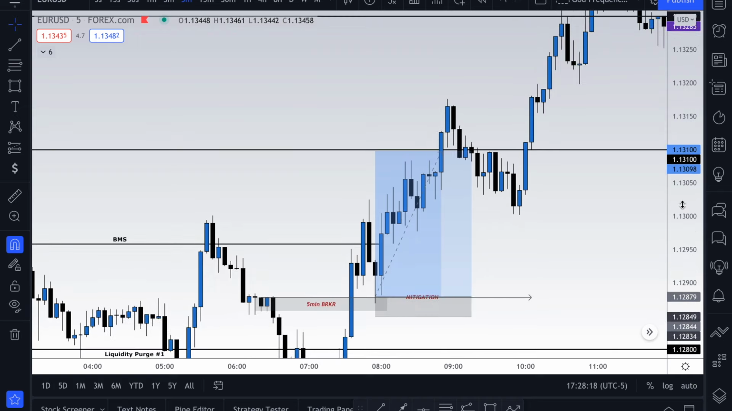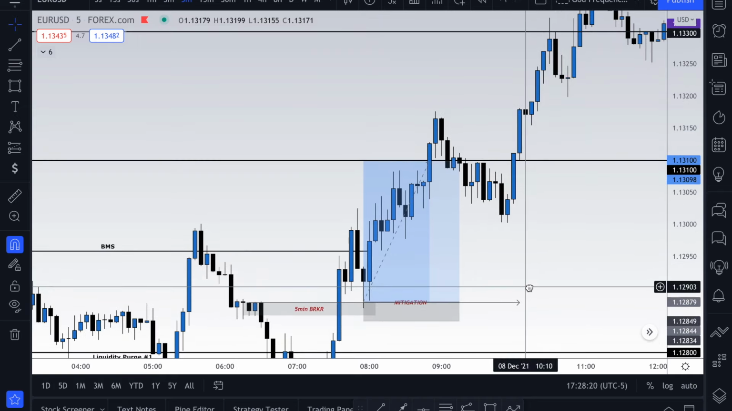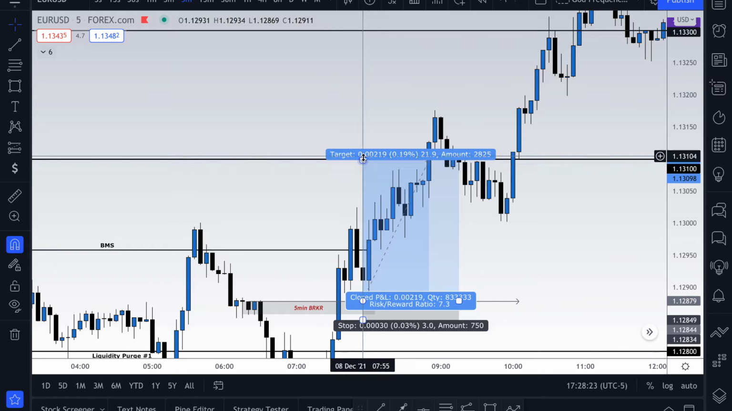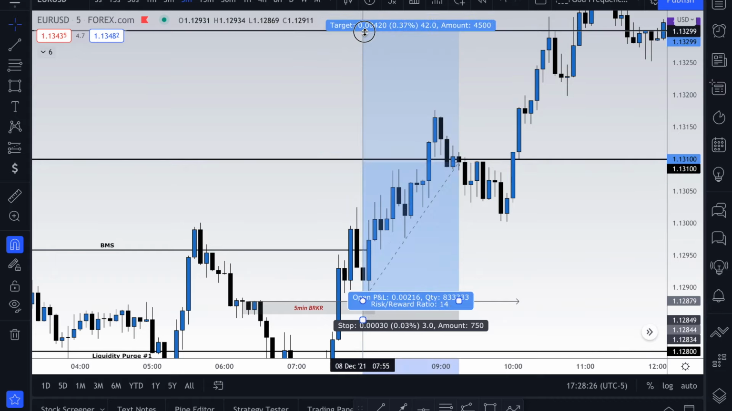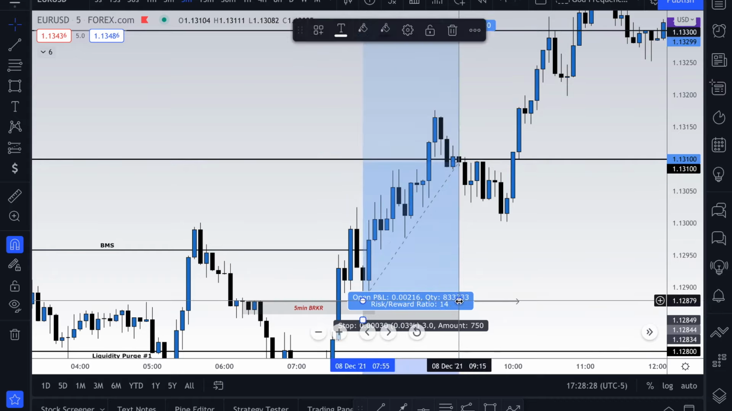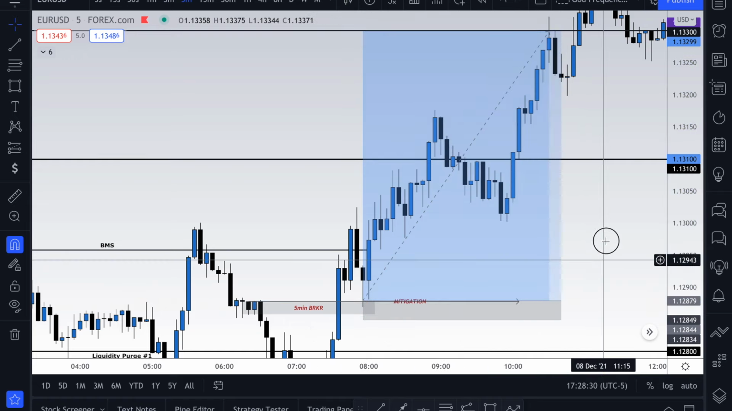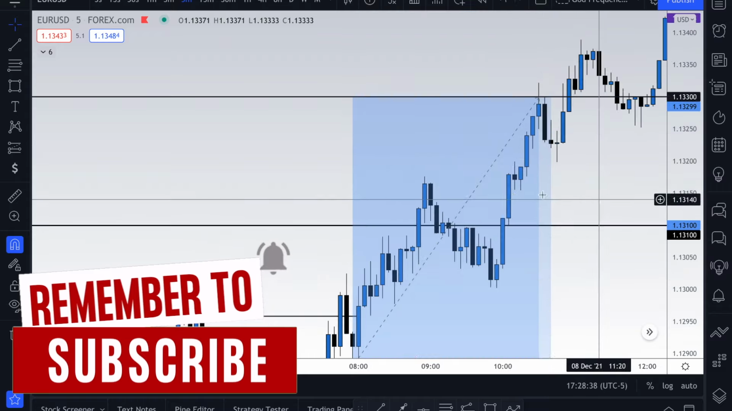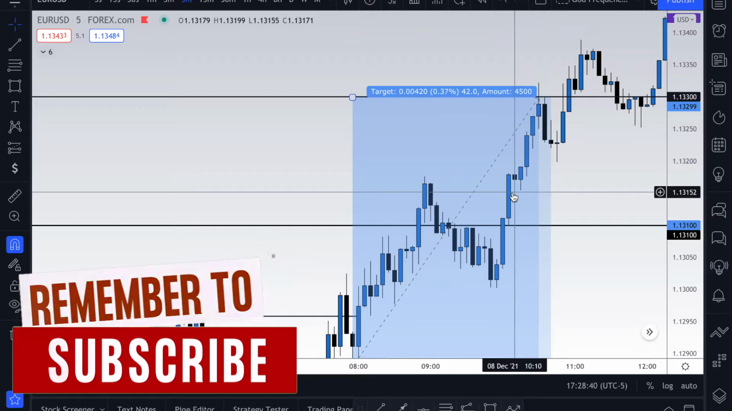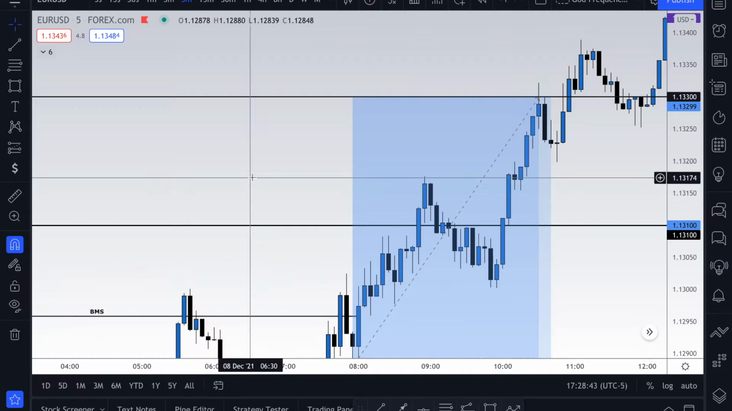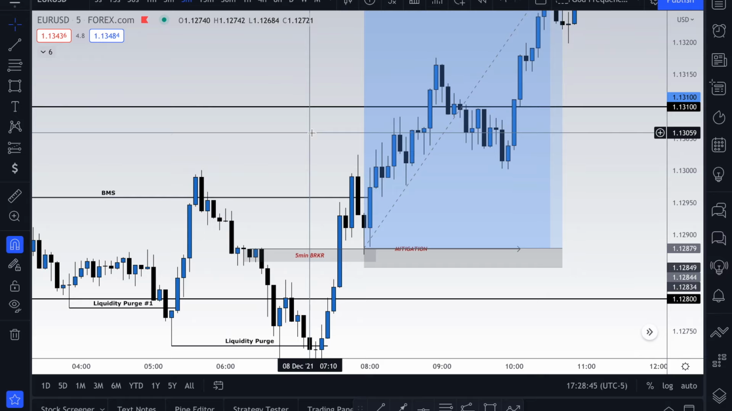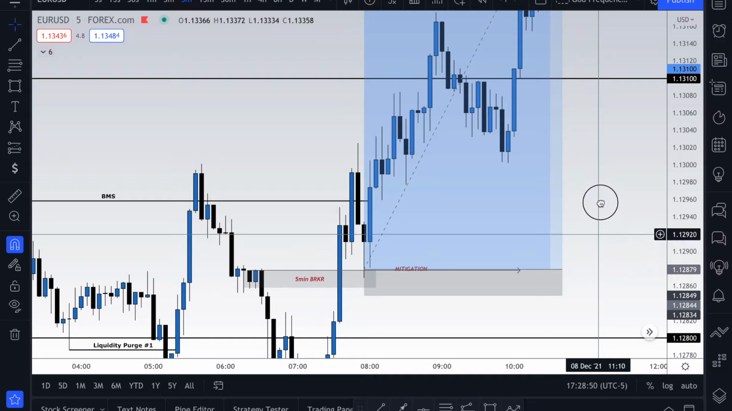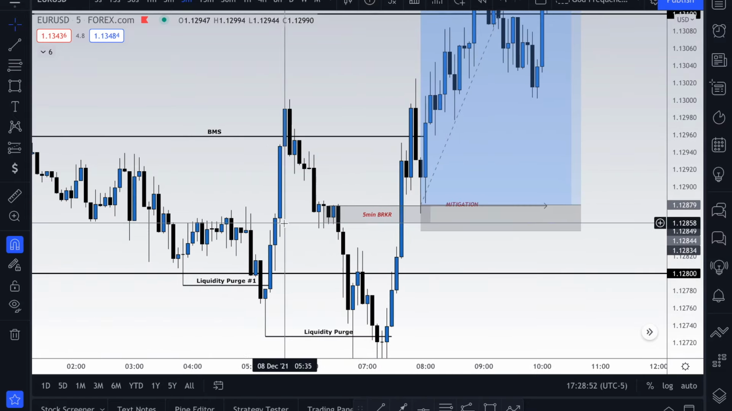Now, if you know on your higher time frames that your target area is going to be 13300, so now we're looking at a 1 to 14 risk to reward ratio. We risk 3 pips to get 42 pips. So this is how you can increase your risk to reward ratio, but also you're getting very good entries because you're just paying attention to the market structure.